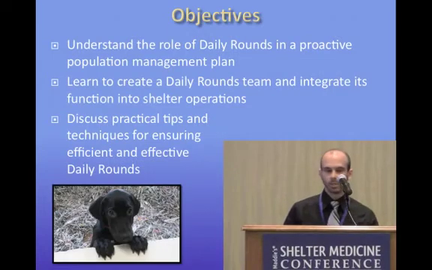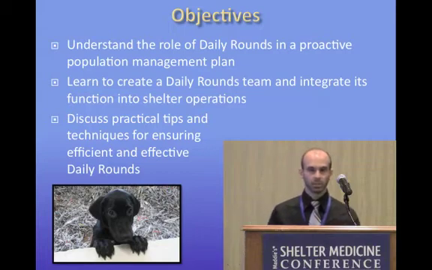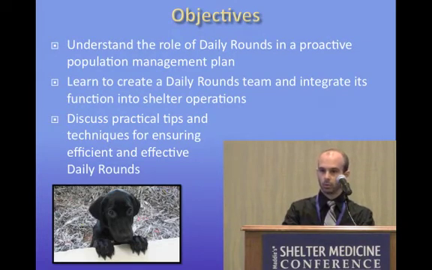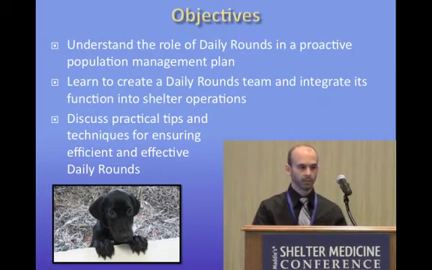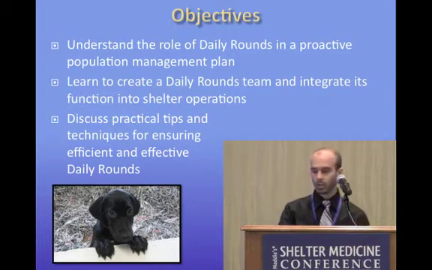All right, so a couple objectives for this presentation. As I said, we want to understand the role of daily rounds in a proactive population management plan, and that's the key word, and you'll see that come up a few times during my slides, is that this really is a proactive thing. So animal control organizations, animal sheltering organizations traditionally are very reactive, and so we want to try to change that so that we can save more lives, and the way to do that is by being proactive in the way that we manage the animals in our care.